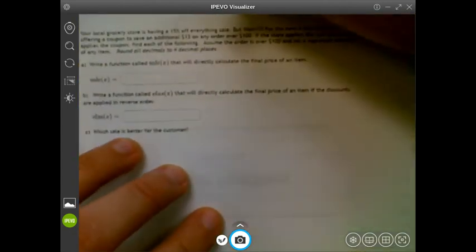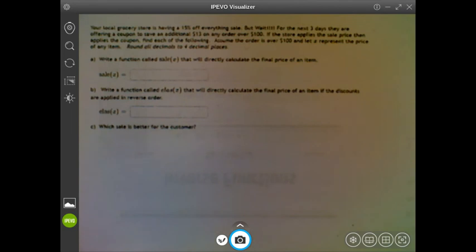All right, last question for this section is a story problem. It says your local grocery store is having a 15% off everything sale. But wait, for the next 3 days, they are offering a coupon to save an additional $13 on any order over $100. If the store applies the sale price, then applies the coupon, find each of the following. Also, we are assuming the order is over $100, and x is the price of any item. So x is going to be like the price essentially of what we're buying. Round all decimals to 4 decimal places.